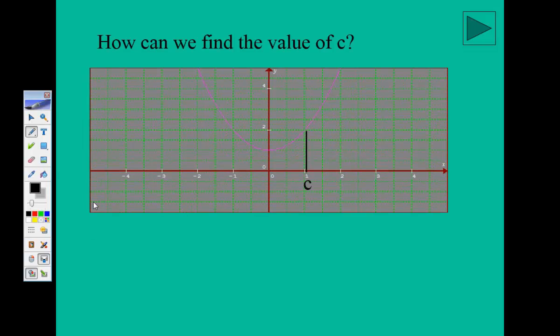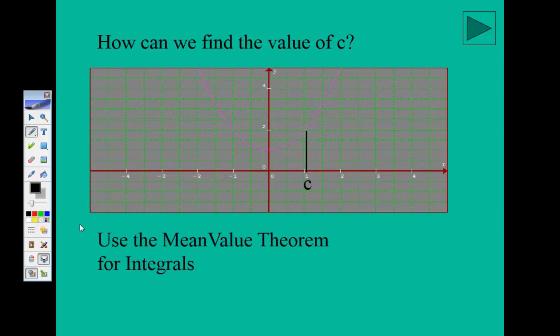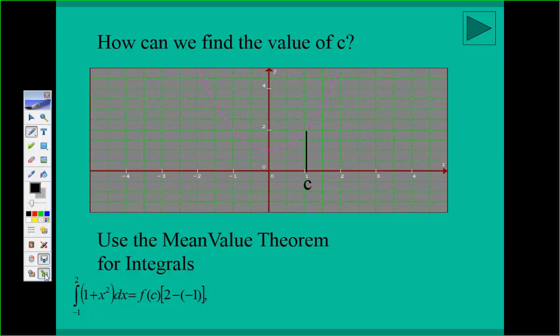Let's look at how we could find the value c. We can use the mean value theorem for integrals to find this value for c. What we're going to do is say we know that 1 over b minus a, that would be 1 over 2 minus -1, times the integral on the interval from -1 to 2 of our function 1 plus x squared dx would give us our average value, this value that we're looking for.